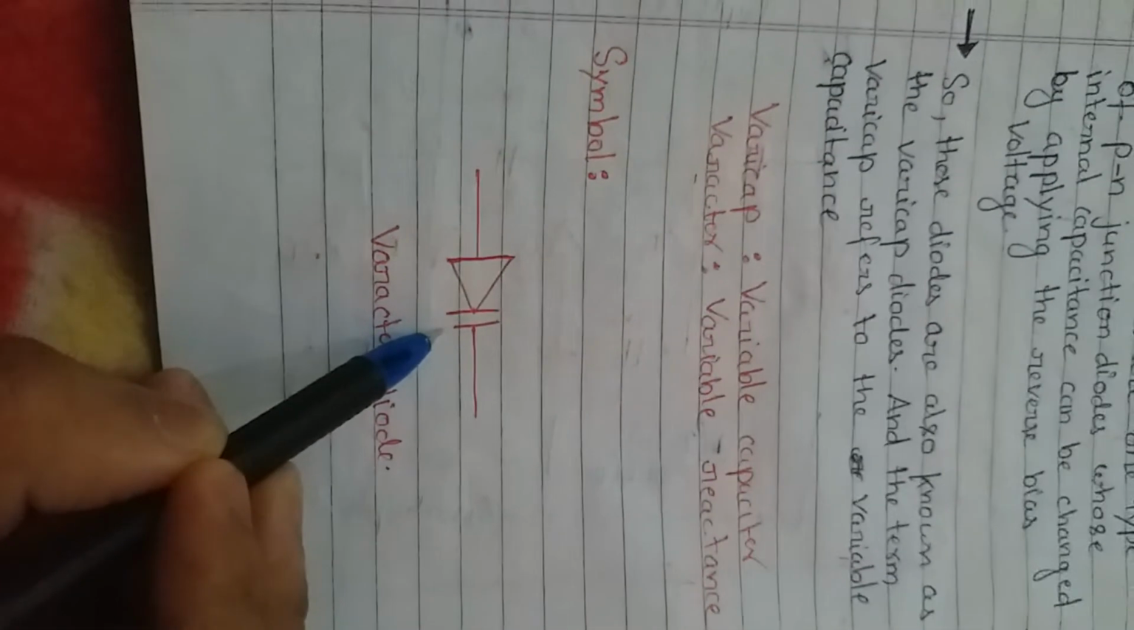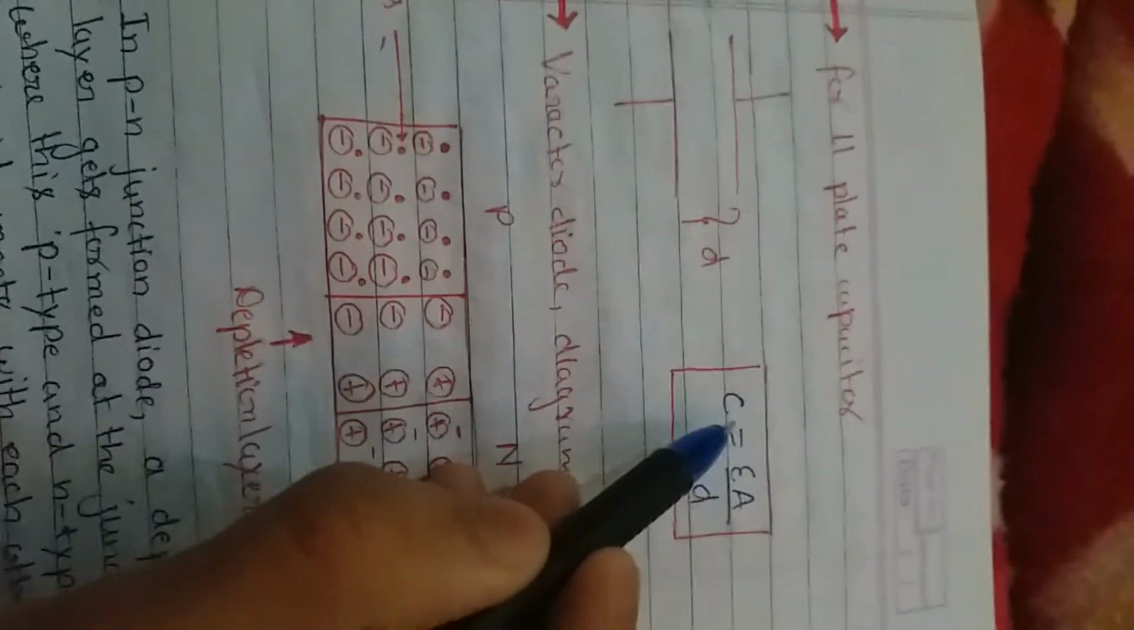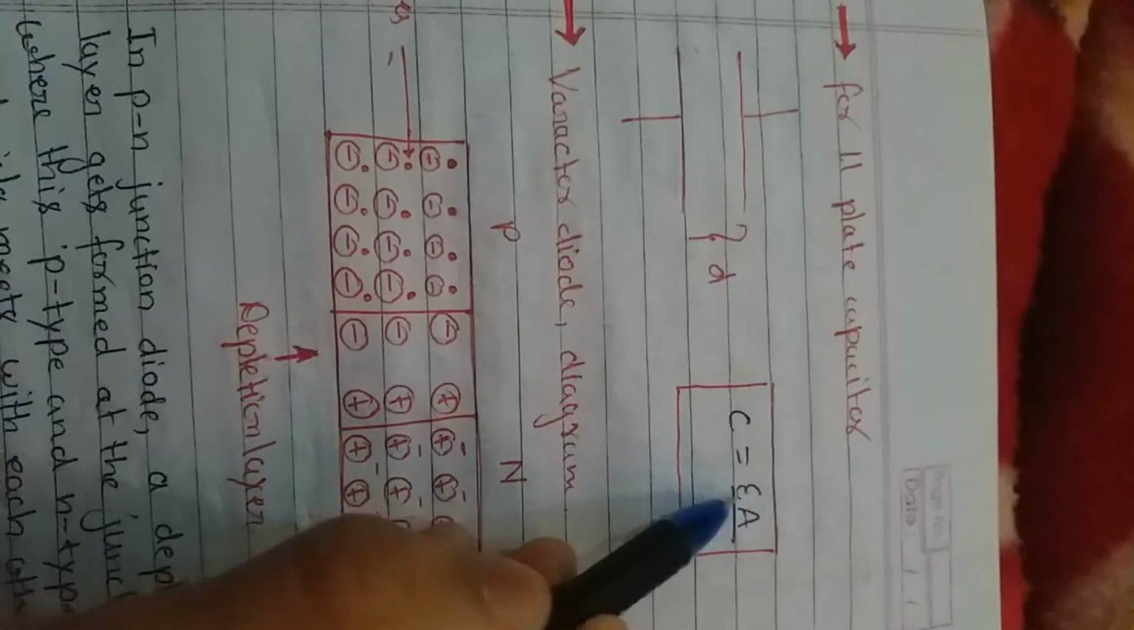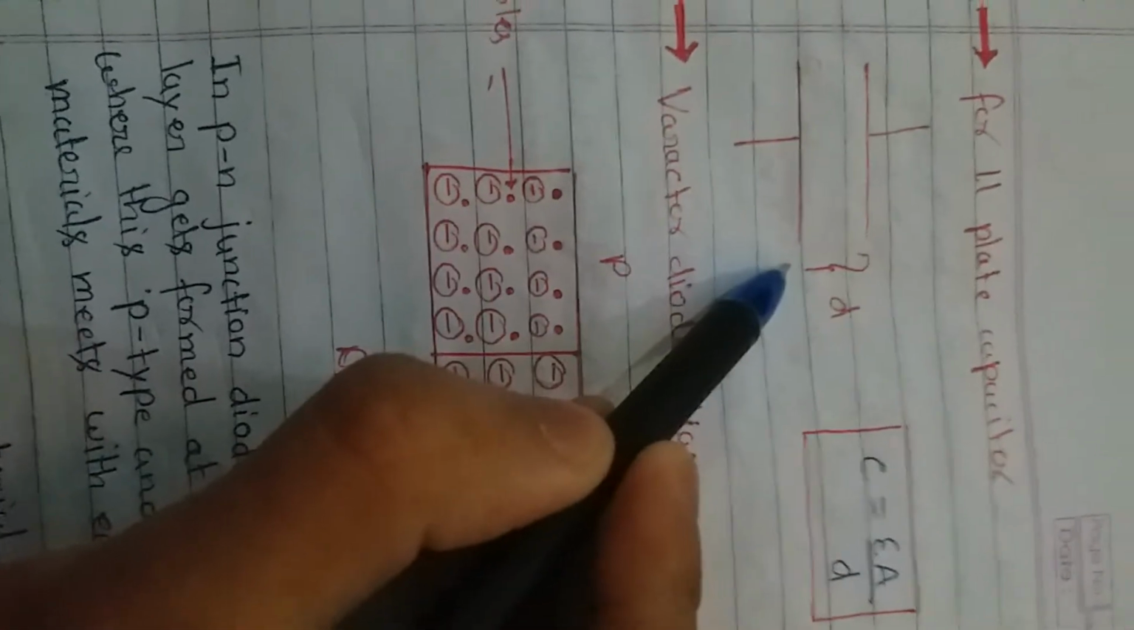Now let us know about the parallel plate capacitor. As we know, the formula for parallel plate capacitor is capacitance C equal to epsilon naught A upon D, where A is the overlapping area of the plates and D is the distance between the two plates.